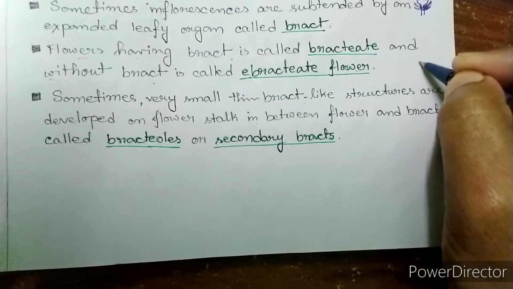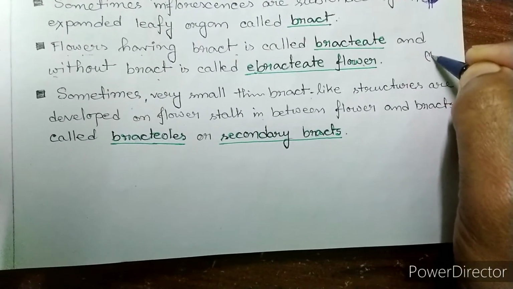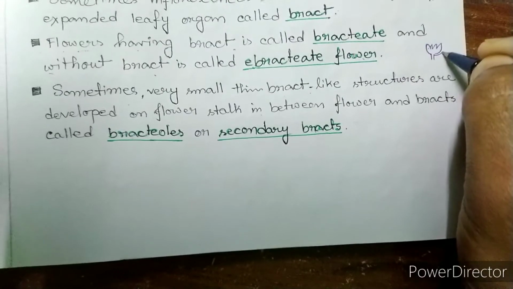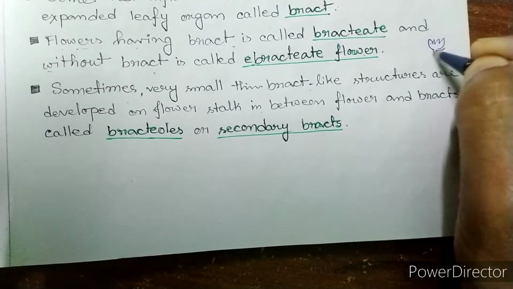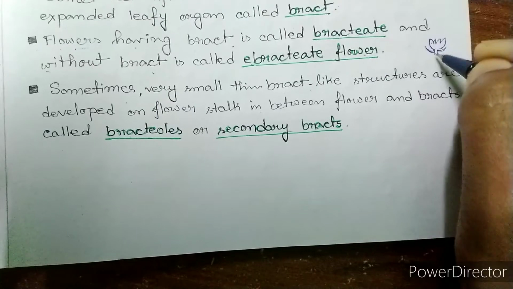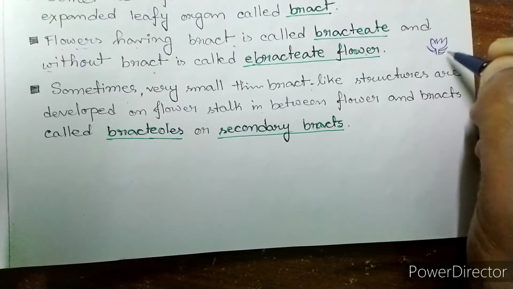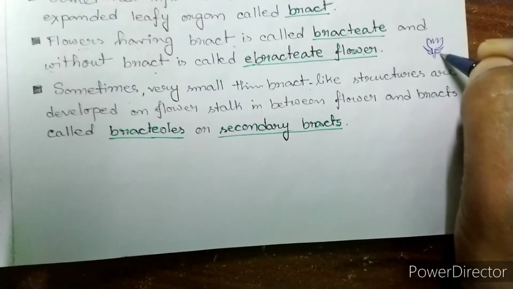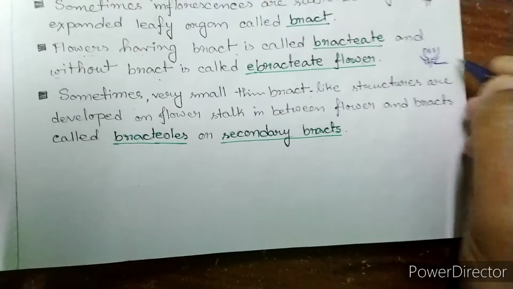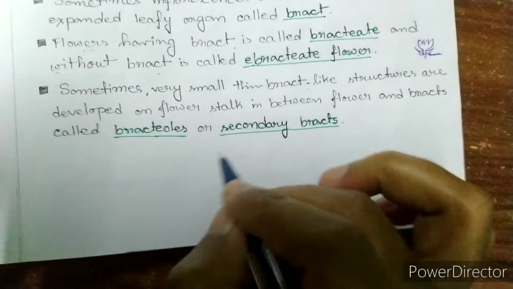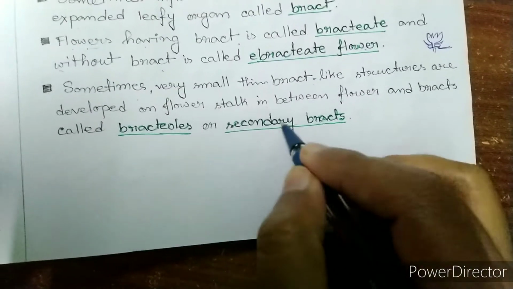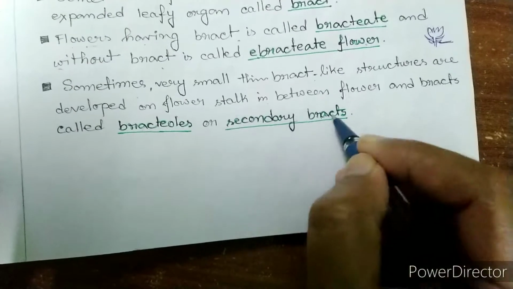These are called bracteole or secondary bract. Let me draw this again. Then you just notice one thing. If this is the bract, below this a small leafy part develops or arises. Okay, so this is called a bracteole. Okay, this is called a bracteole. And always this is called a secondary bract. A bracteole is always renamed as secondary bract.